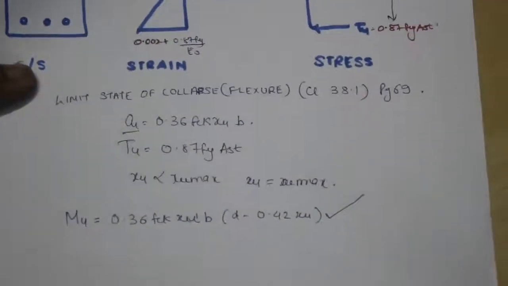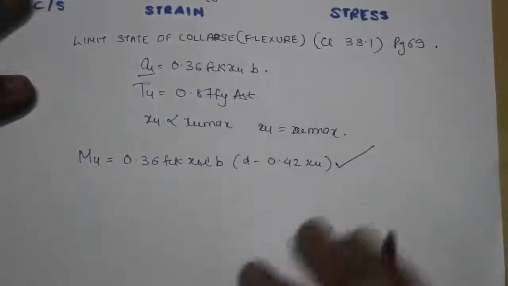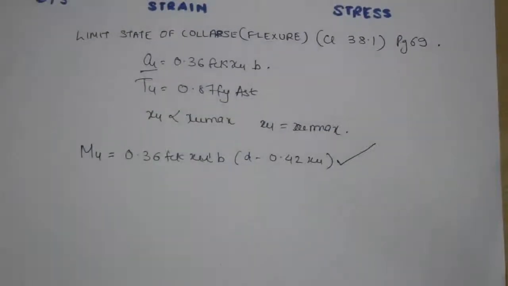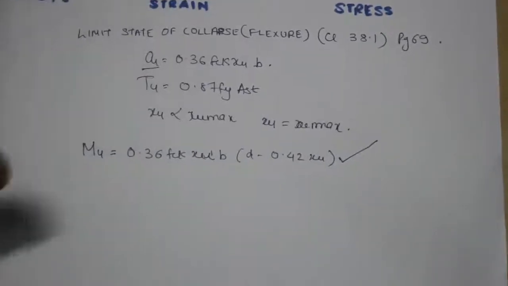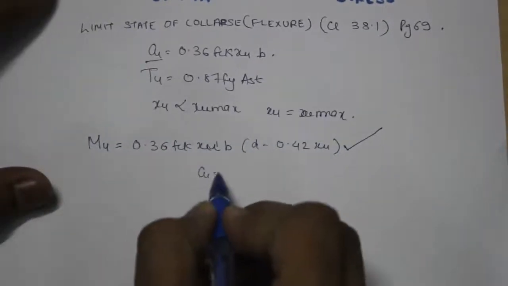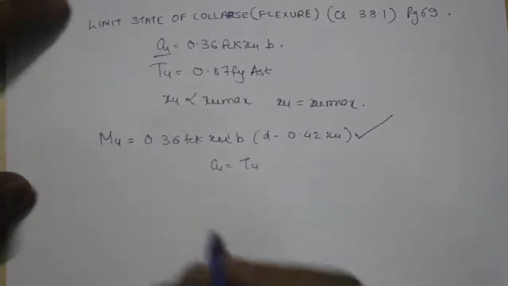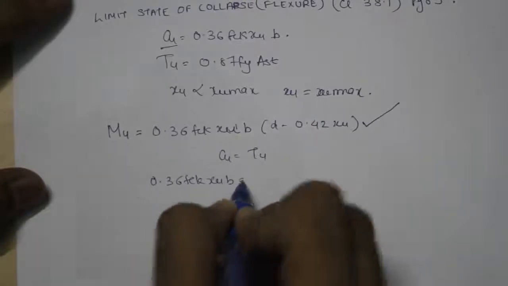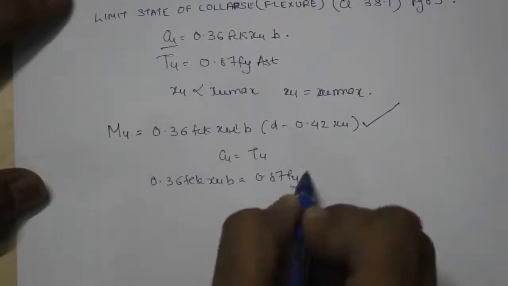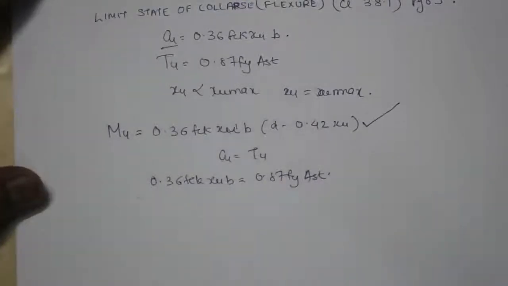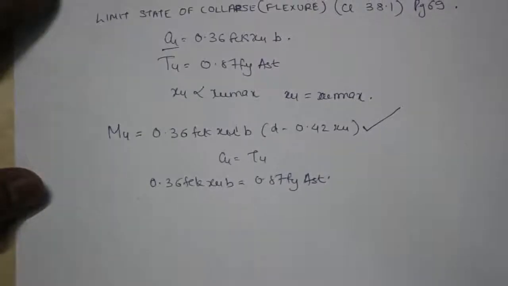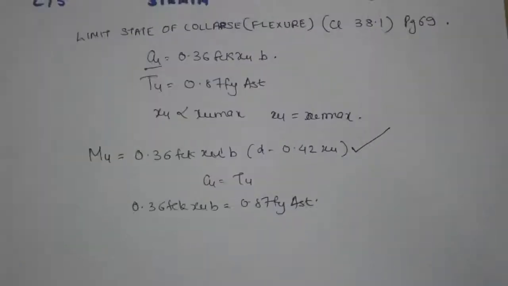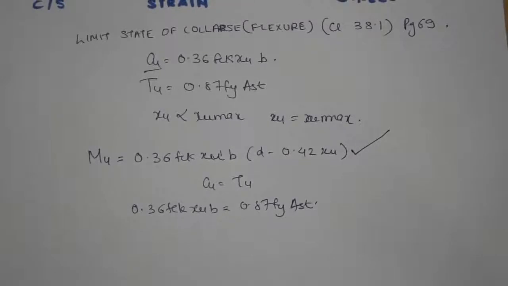Another equation you have to use is that you have to equate the compressive force in concrete to the tension force in steel. That is Cu equals Tu: 0.36 fck Xu b equals 0.87 Fy Ast, where Ast is the area of tension steel. I hope you got that. Now we'll quickly jump into the problems.